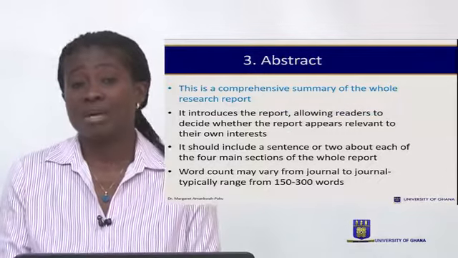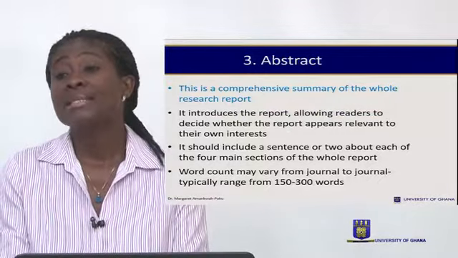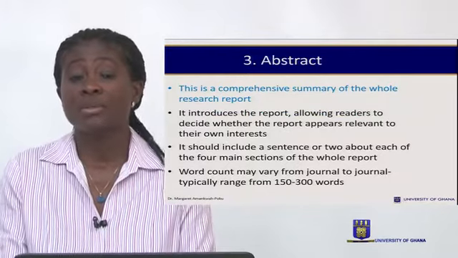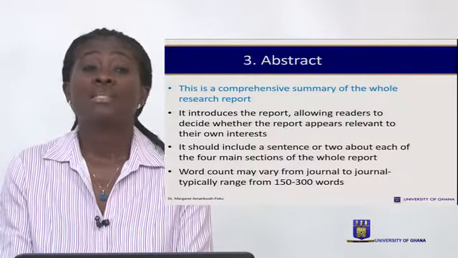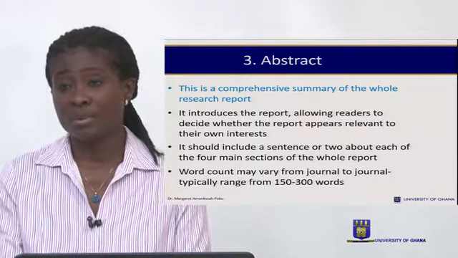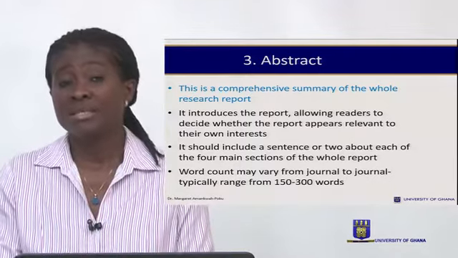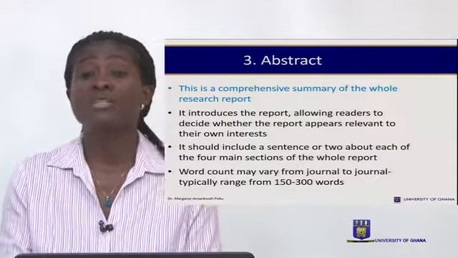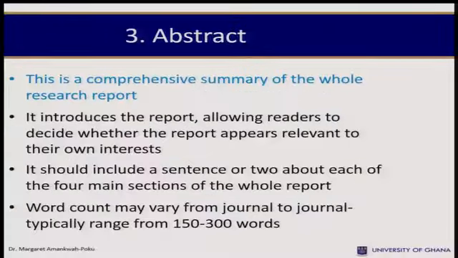Then you have the abstract. And this is a comprehensive summary, or like an executive summary of the whole report. So the abstract in a way introduces the report. Now, if you are doing a literature search, first of all, you look at the title of the papers that you generate when you do the search and decide whether this is a paper of interest to you or not. Then you read the abstract, which is a summary of the whole report.